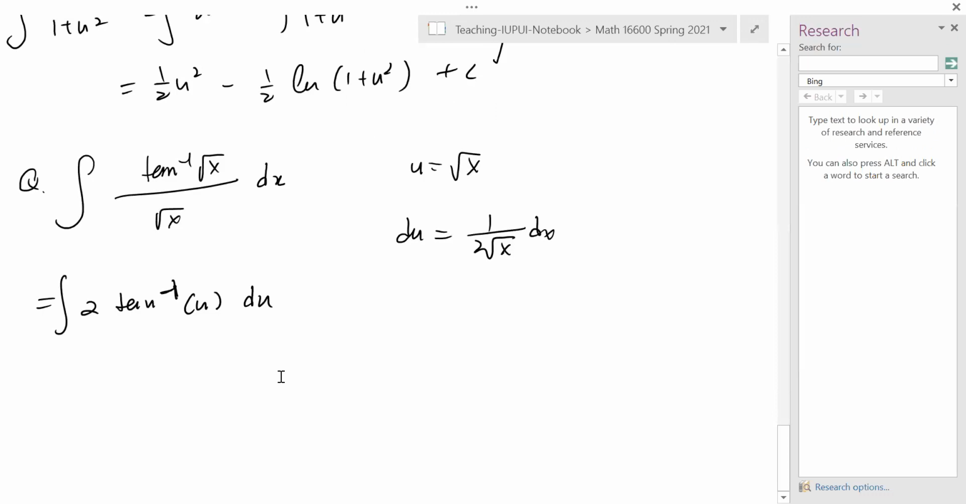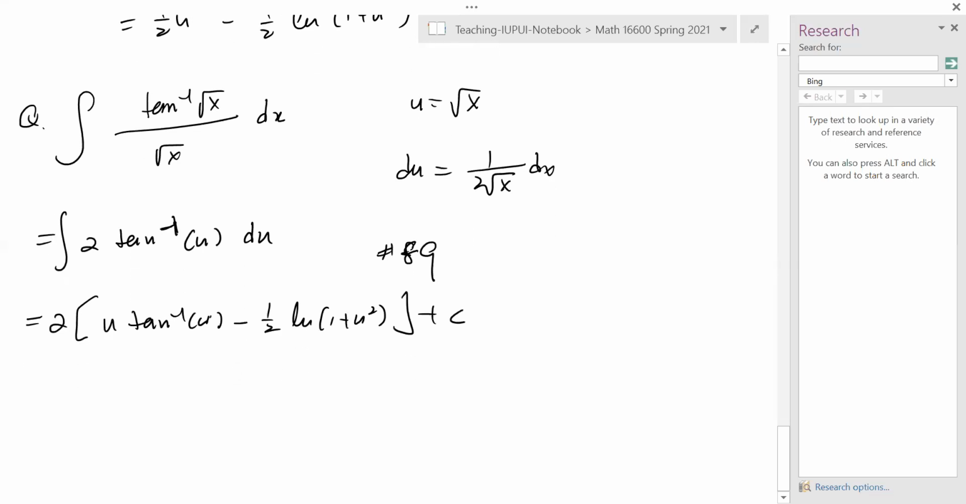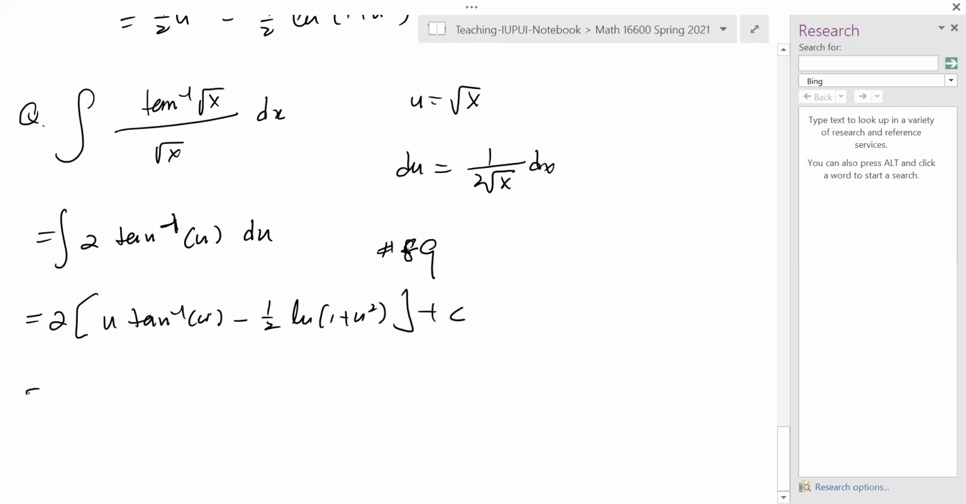Now for this one, do we have the formula in the back of the book? Because this is the integral of a single function, the answer is yes. It is formula 89. Use formula 89. 2 is a constant here, so let's take it out. Then you have to replace u by square root of x.